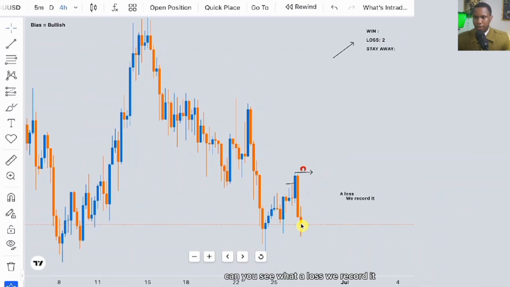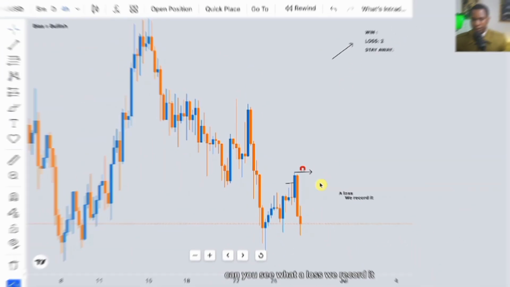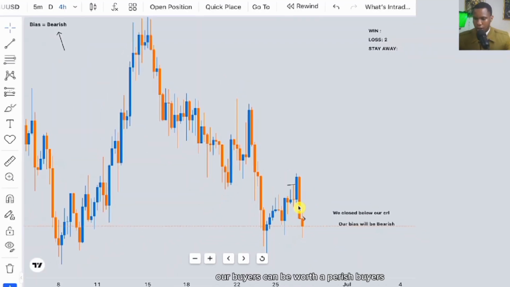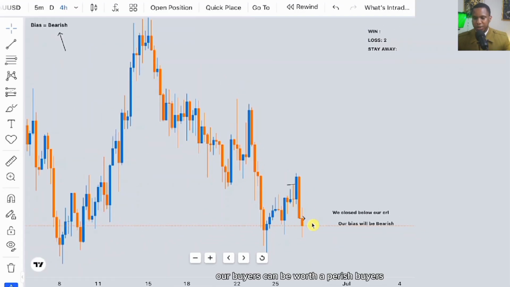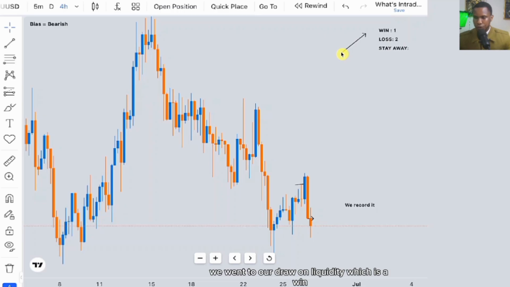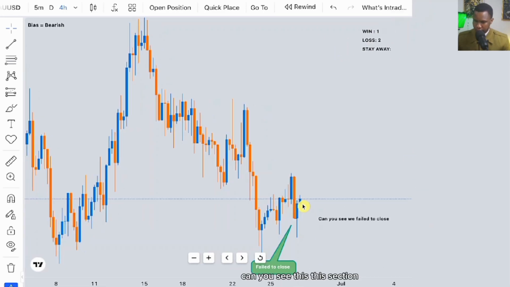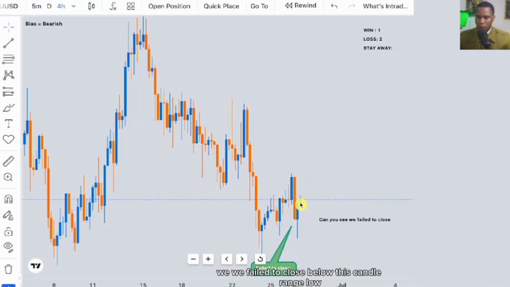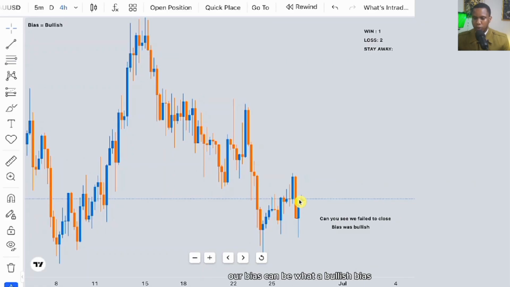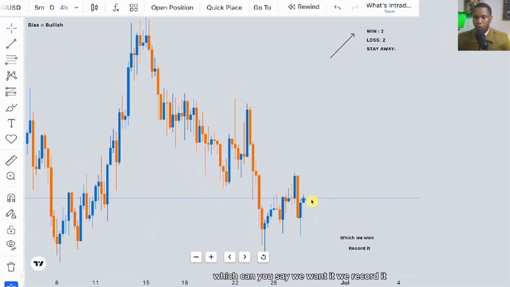Can you see it's a loss? We record it. Can you see this particular candle close below this candle range low? Our bias can be a bearish bias, which on 26 June 2025 went to our draw on liquidity, which is a win. We record it. Can you see this section? We failed to close below this candle range low. Our bias can be a bullish bias. Can you see we won it?